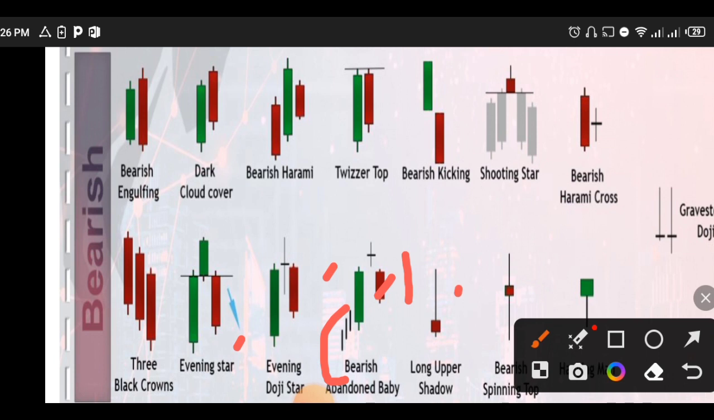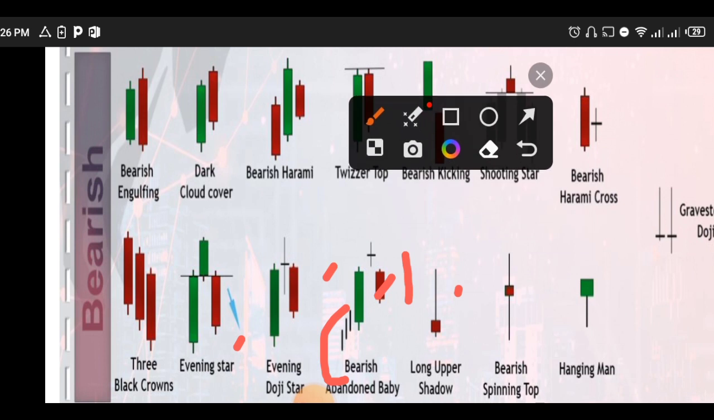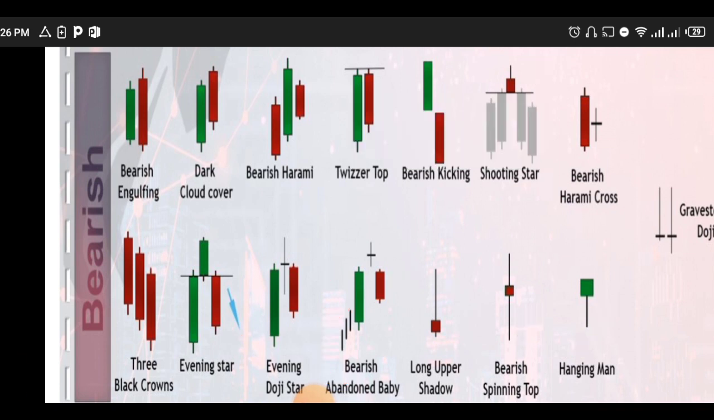We have the bearish spinning top, and we have the hanging man. So these are the candlestick patterns you can use for your bearish setups. You just choose, like I said. The only candlestick I'm using here for my entry is just 2 or 3.